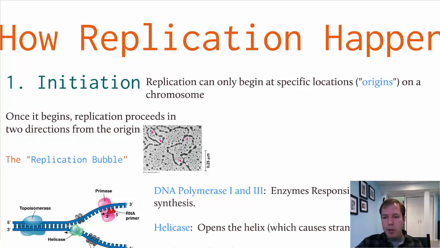You can see in this electron micrograph how the DNA strand has separated into two parts. The pink arrows show the points where the DNA strands have separated, and this creates a circle shape. This is called the replication bubble. And replication is actually extending in both directions from those arrows.